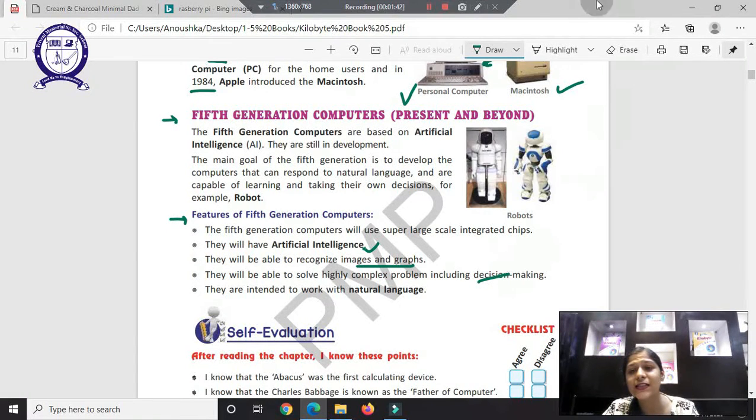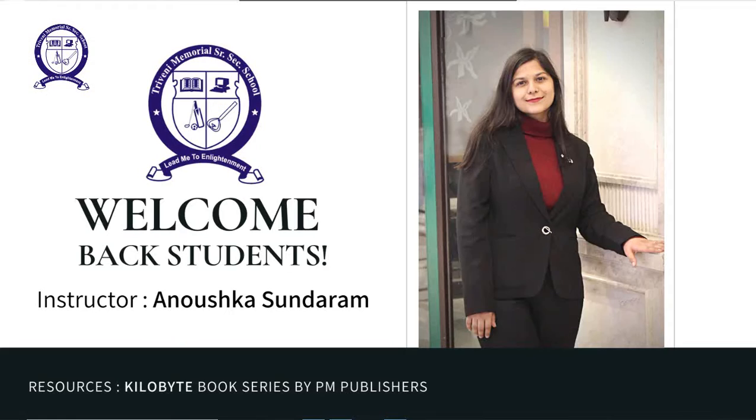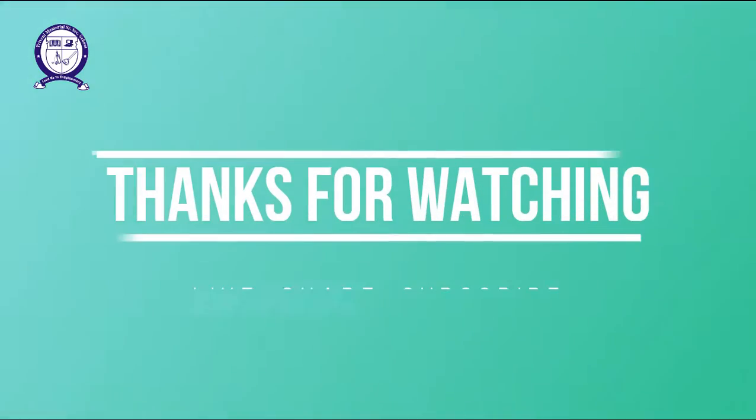So decision making is something that is very easy and common for a human being, but we're now developing computers that can take decisions on their own. I hope you really enjoyed learning this lesson about all the history and future of our computers.